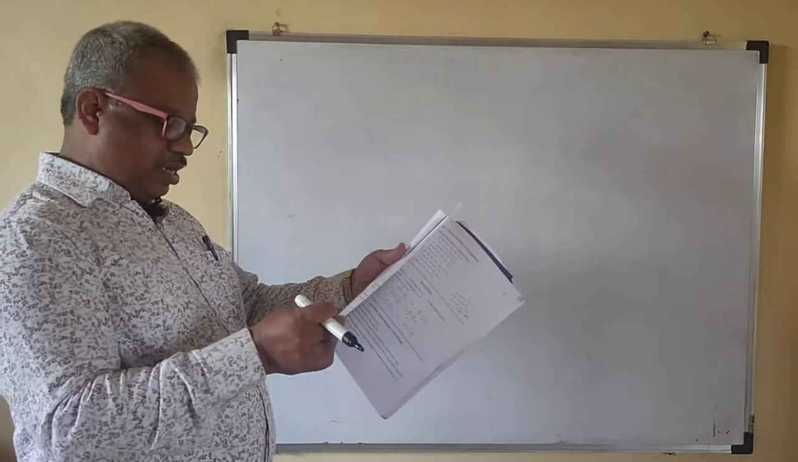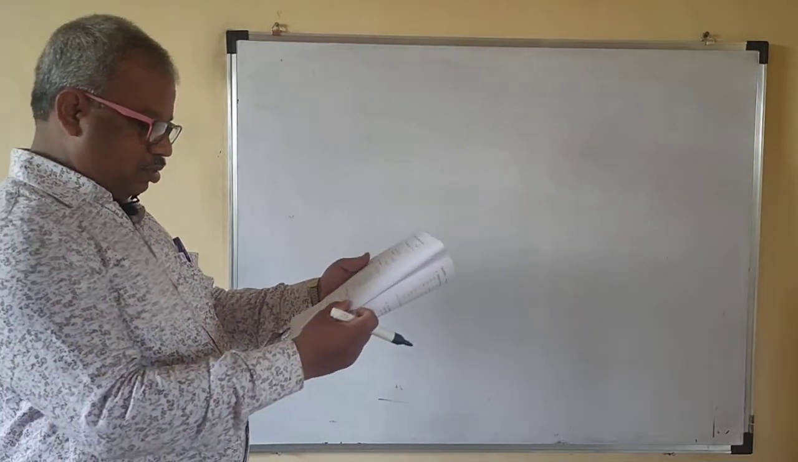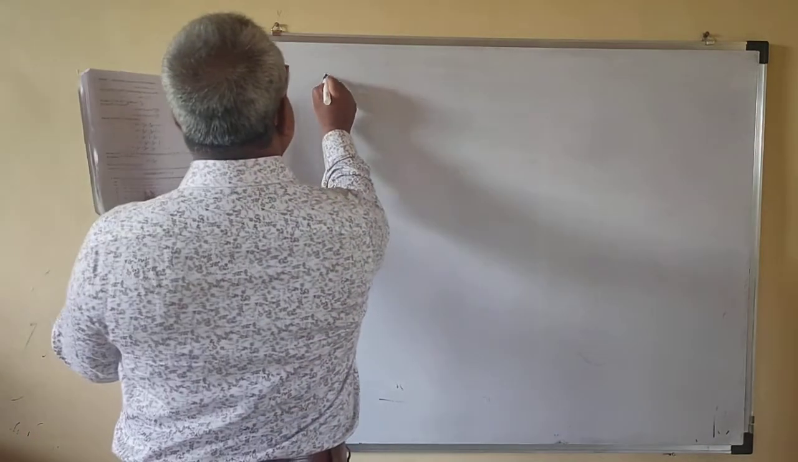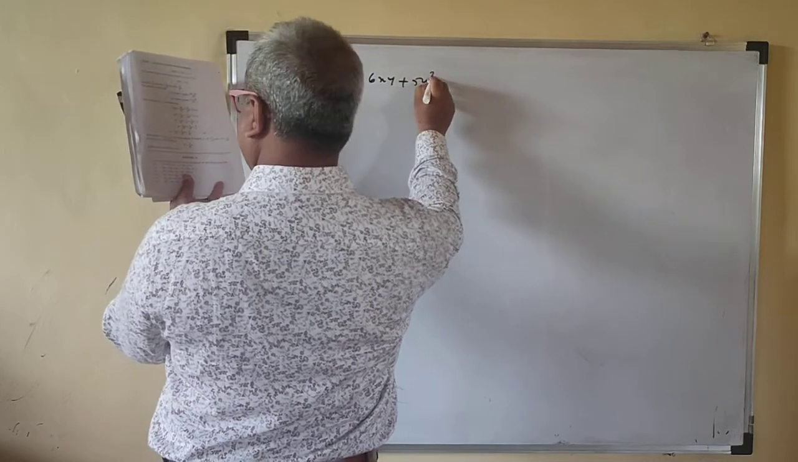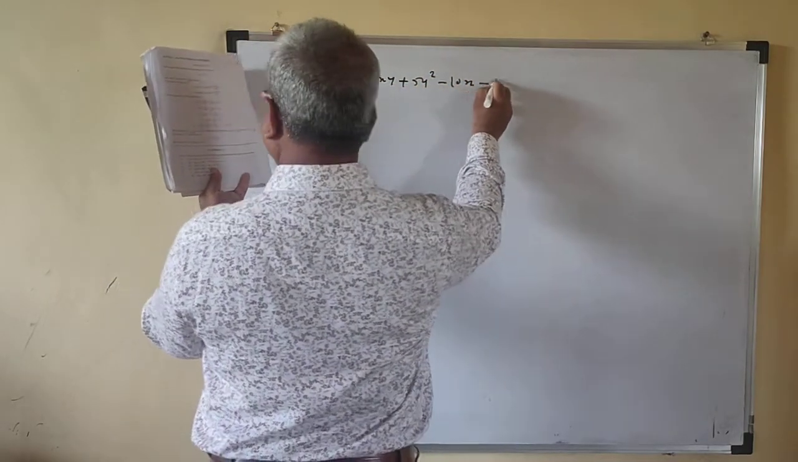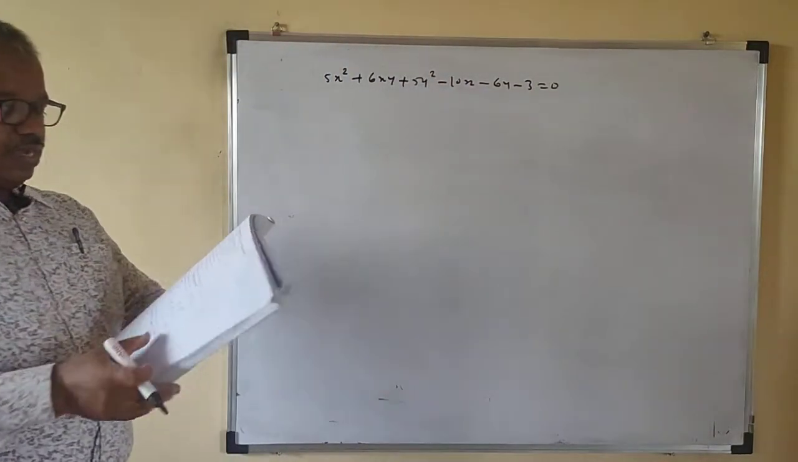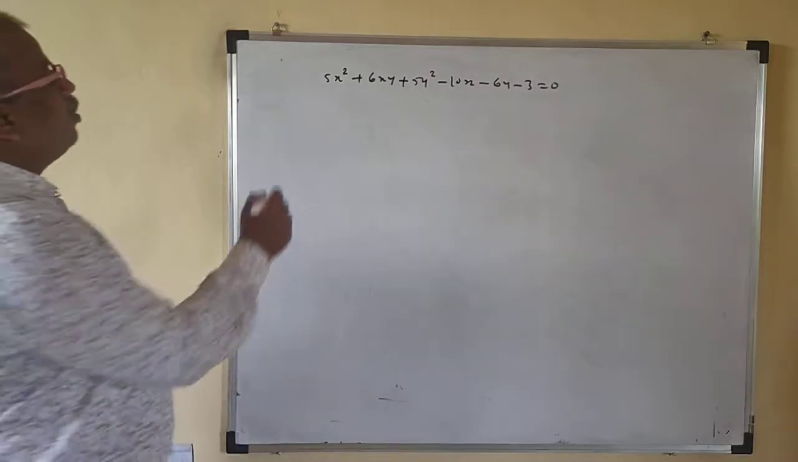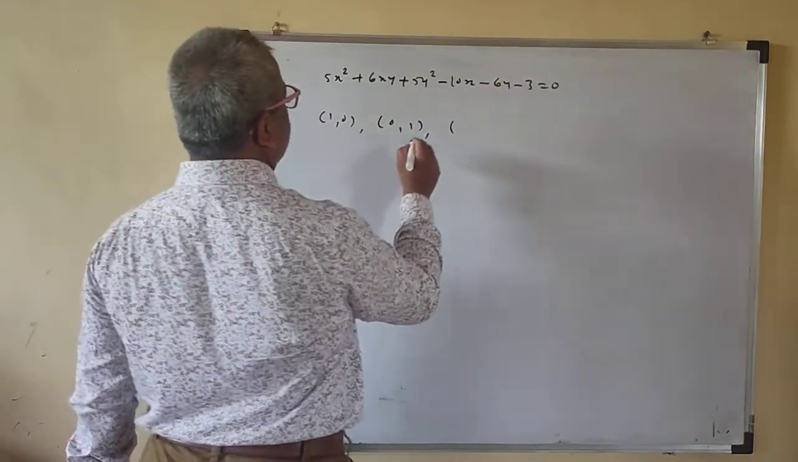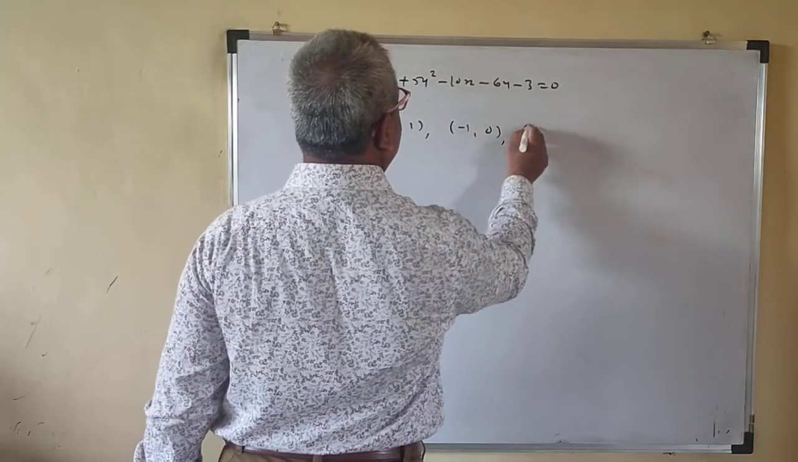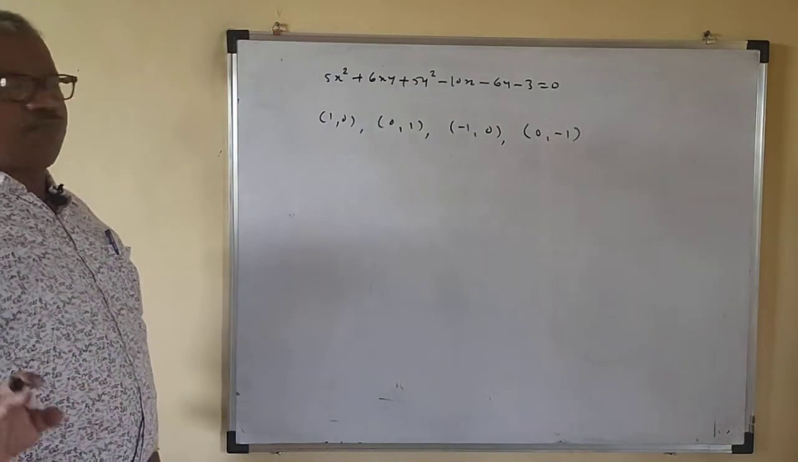I hope that you understand how to find the nature of the conic and so on. Okay, suppose we are given 5x square plus 6xy plus 5y square minus 10x minus 6y minus 3 is equal to 0, and we want to find the center of the conic. Suppose options are given: (1, 0), (0, 1), (minus 1, 0), (0, minus 1), or (1, 1), something like that.